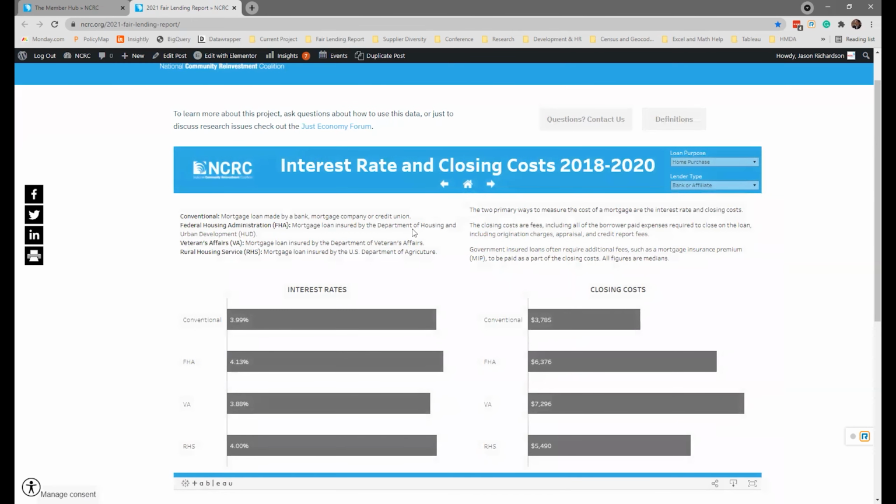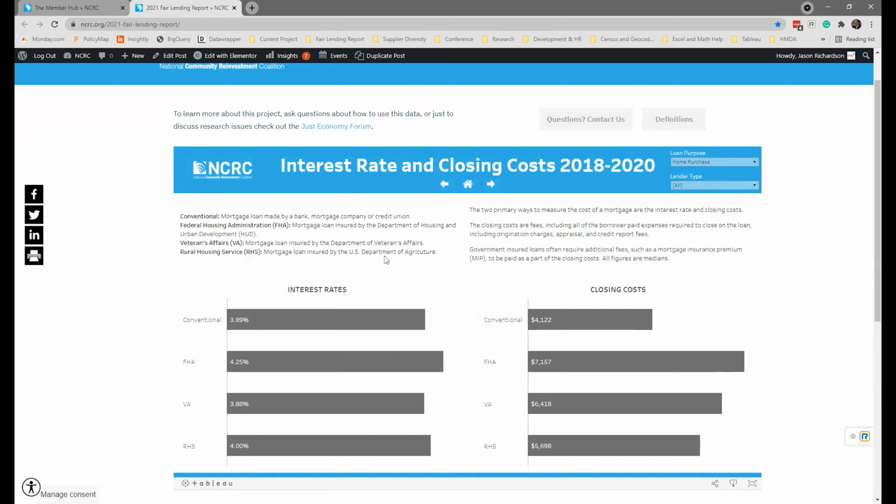Here we're looking at the interest rate and closing costs from 2018 to 2020. Still looking at banks and home purchases. So let's take these filters off because we want to look at all home purchase loans, regardless of the type of lender. On the left side are the interest rates during that time period. These are the median interest rates for conventional versus the government insured programs. And you'll note there's not a huge variation.